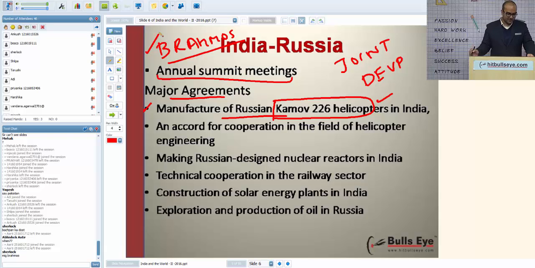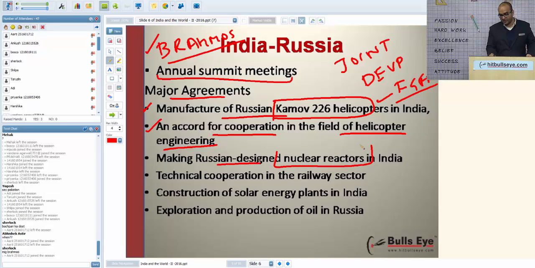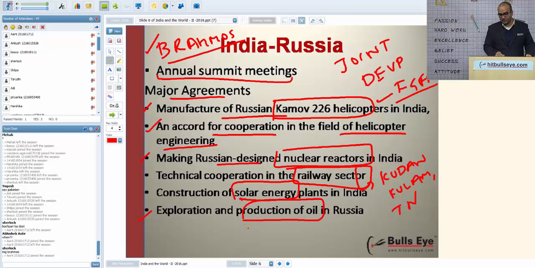Another project that we've taken up together is FGFA, the fifth generation fighter aircraft that we are developing with Russia. Similarly, there is an accord for cooperation in the field of helicopter engineering, and making Russian-designed nuclear reactors in India. Russia has been supplying nuclear reactors to India for a very, very long time, and the prime example is Kudankulam in Tamil Nadu, right? Three reactors that are very well functional have been constructed with Russia's help. Then there is cooperation in the railway sector, solar energy plants, and exploration and production of oil in Russia.